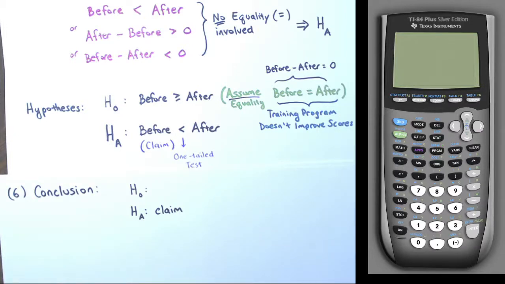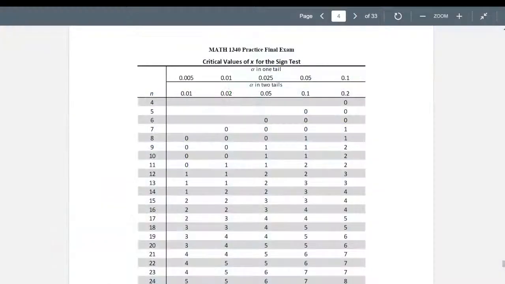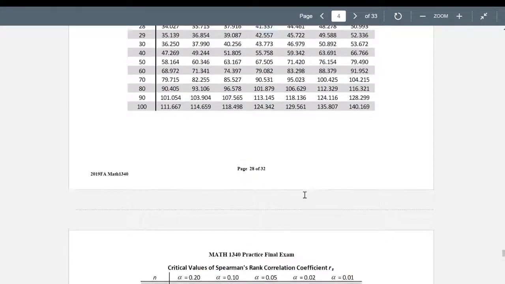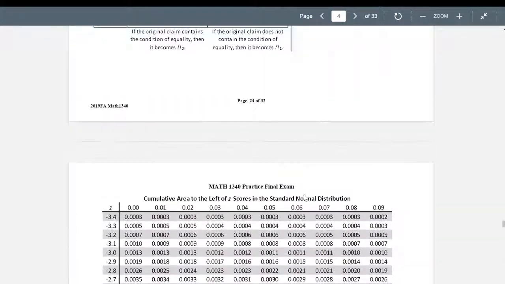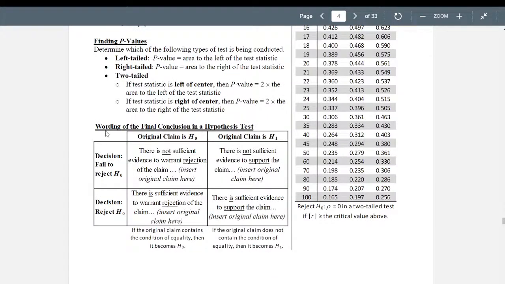Now, like I said, I'm going to use some strict language here. If you word it in a way that's similar to this, it should be acceptable. Let me go back to the tables provided to me, and there's a little chart right here, wording of the final conclusion in a hypothesis test. If you don't have this, that's fine. As long as you're wording the conclusions with the same kind of language, a similar meaning to what I'm about to say.